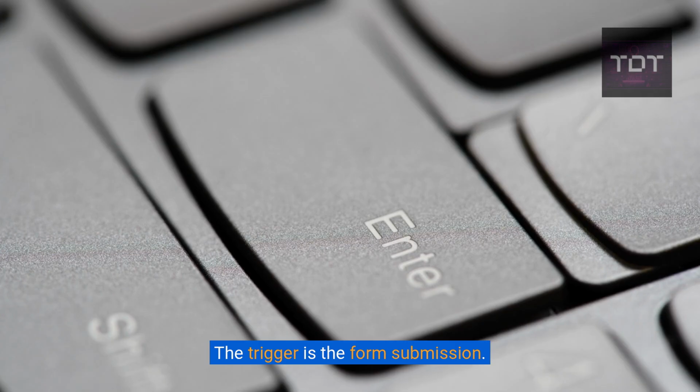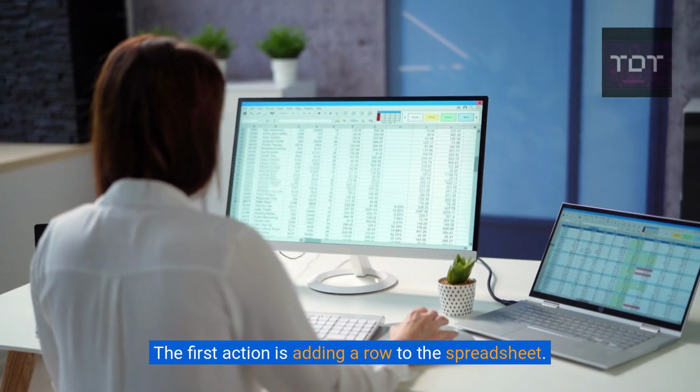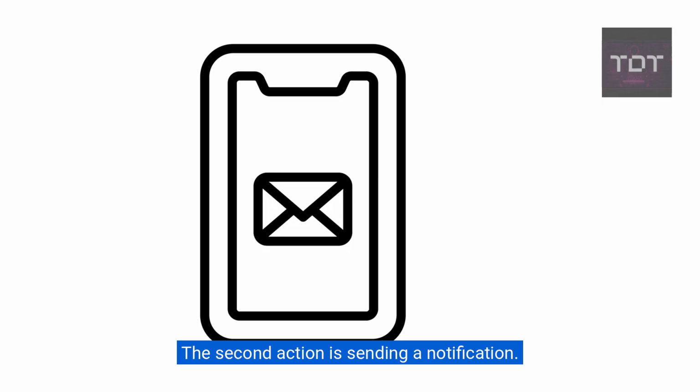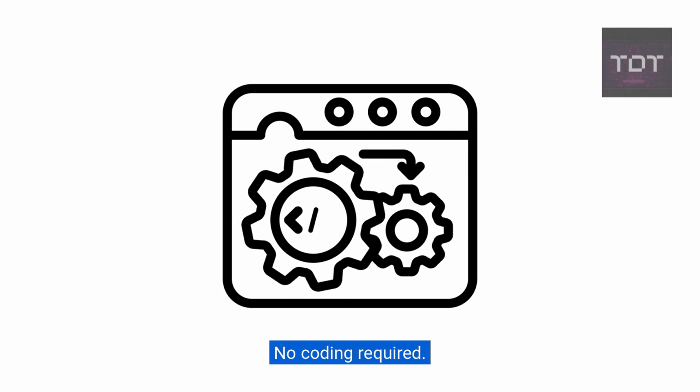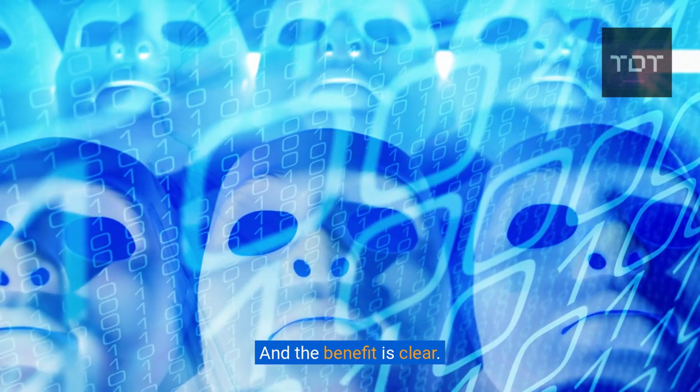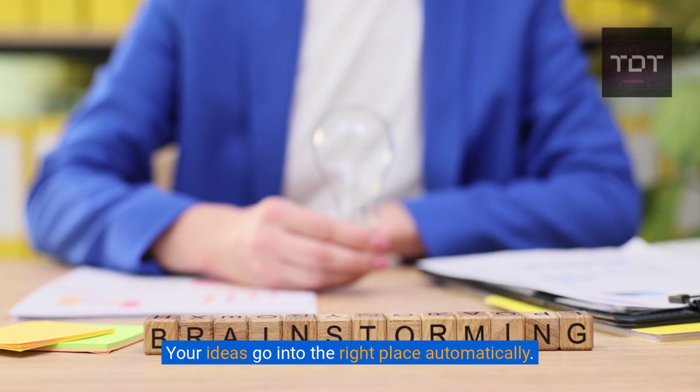The trigger is the form submission. The first action is adding a row to the spreadsheet. The second action is sending a notification. No coding required. And the benefit is clear. Your ideas go into the right place automatically.